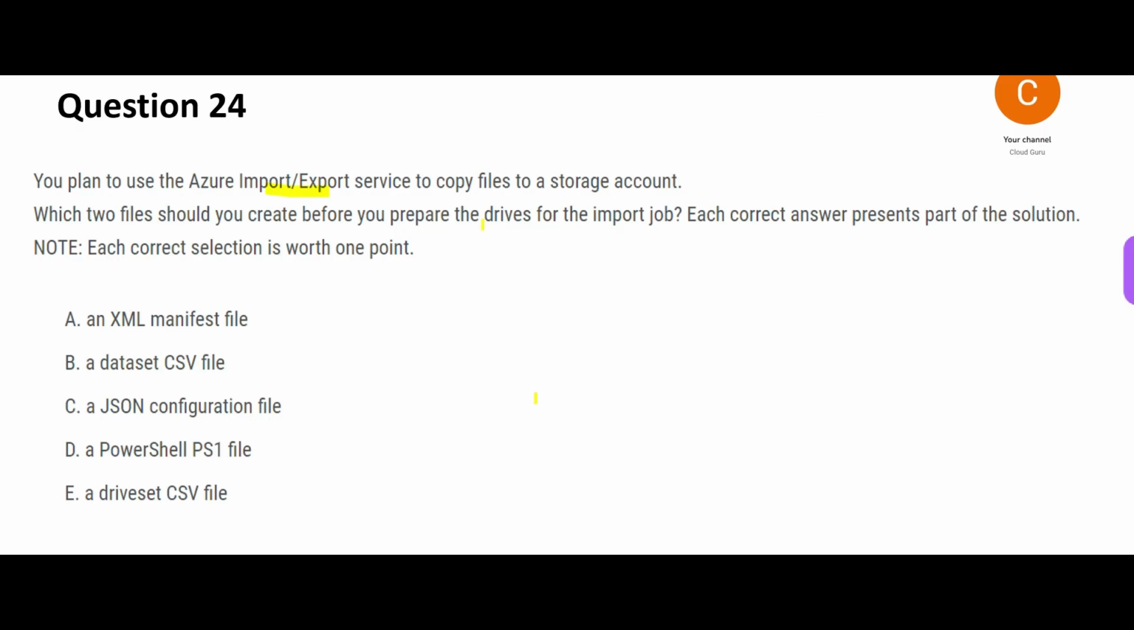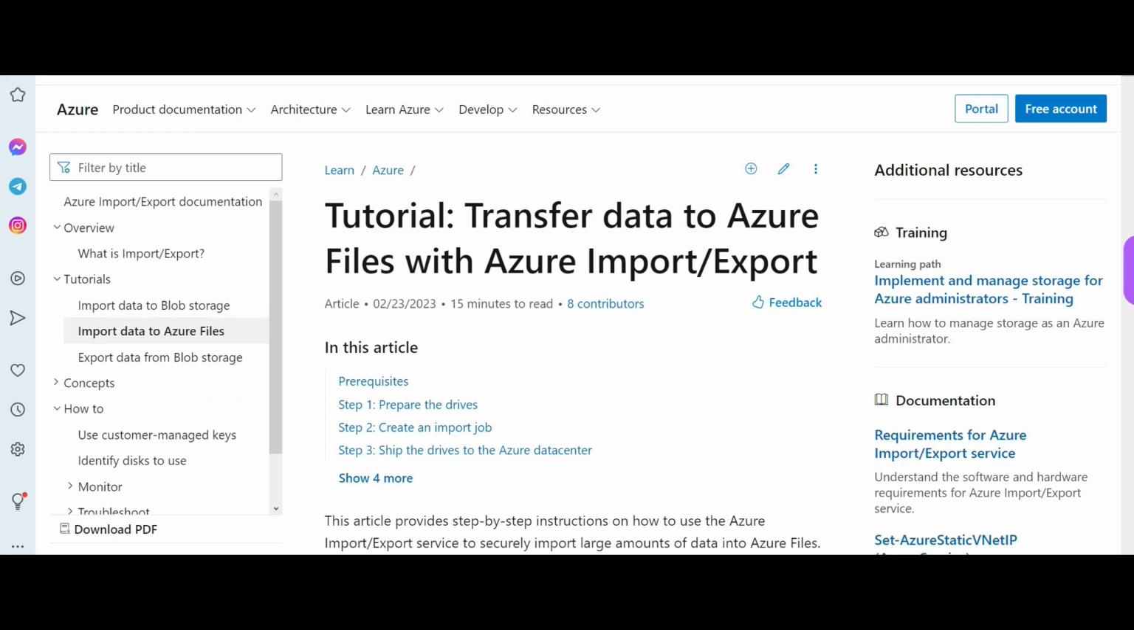Now the question is asking: before you copy the files, which two files should you create before you prepare the drives? You have the drives and you are trying to prepare them, but which two files are important? The manifest file is wrong because it just gives you some details or information about your application. So I am on a tutorial which tells you how to transfer data to Azure Files with Azure Import.